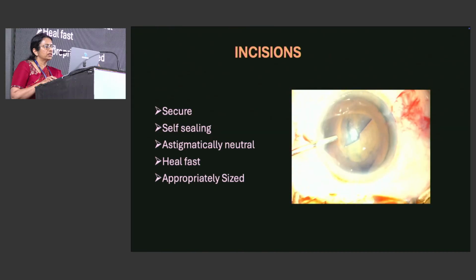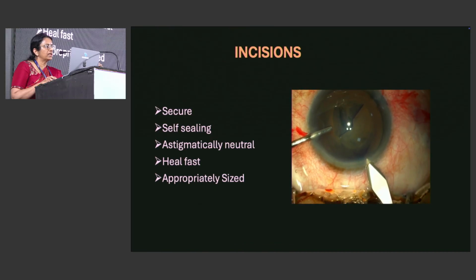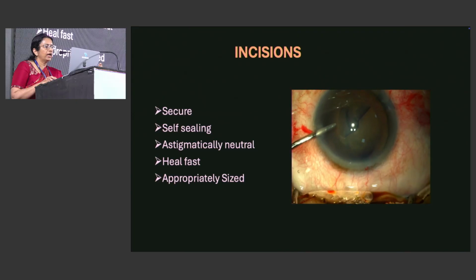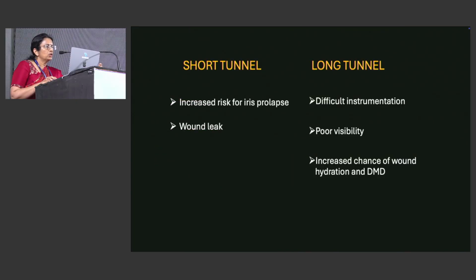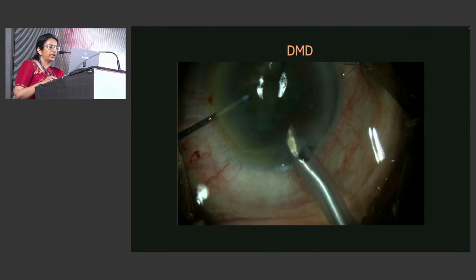Now coming to incisions, the phaco incision should be secure, self-sealing, astigmatically neutral and of appropriate size. There is increased risk of iris prolapse and wound leak with a short tunnel, and in a long tunnel there is difficulty in manipulating the instruments and their visibility will be poor and there is increased risk of Descemet's membrane detachment.